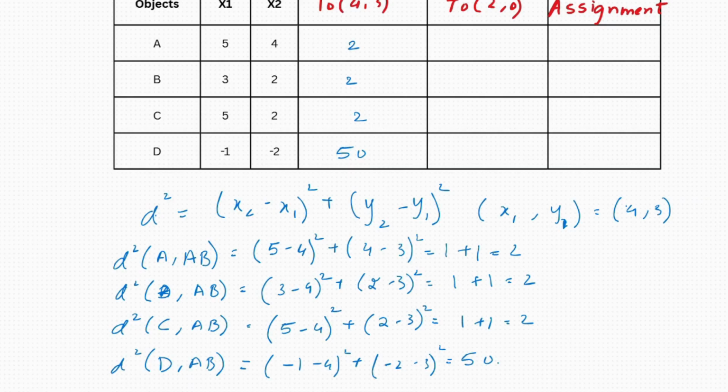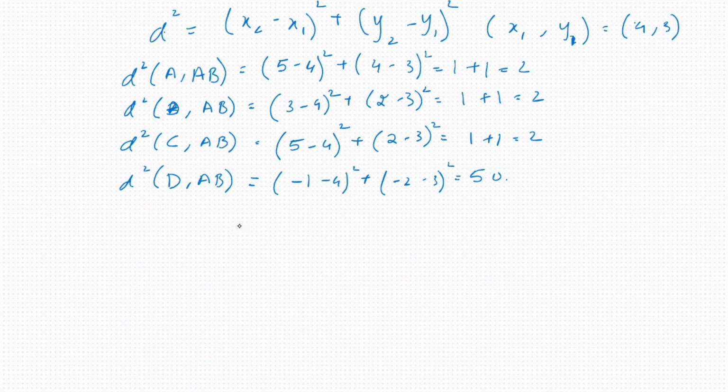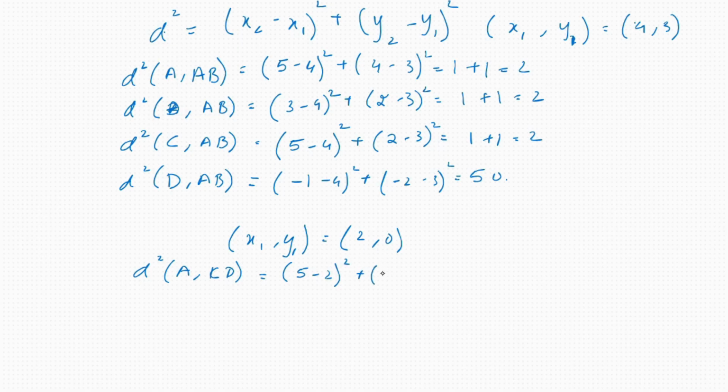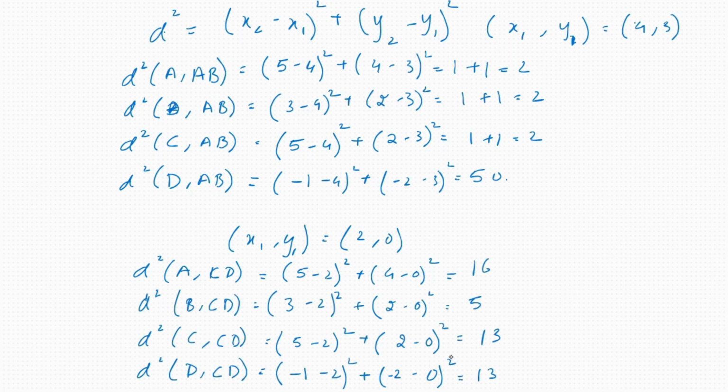Now let's calculate for the second centroid 2, 0. Now x1, y1 is equal to 2, 0. So d square of A to centroid CD is equal to (5 minus 2) whole square plus (4 minus 0) whole square, and similarly we find the distances for the centroid 2 also. Now let's update these values in the above table.